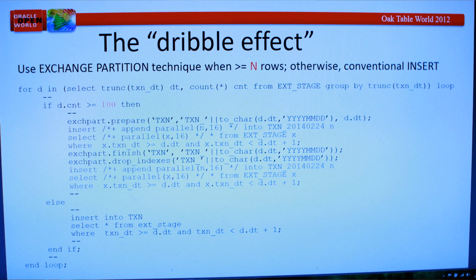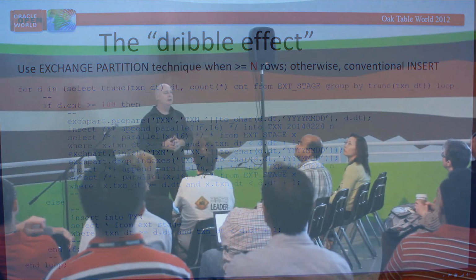If the rows to be loaded are over a particular threshold, I call it n. You can call it anything. Just for illustration's sake, I said it was only 100 rows. Pretty low threshold. If we have more than 100 rows to load, go through the 5-step exchange partition process.